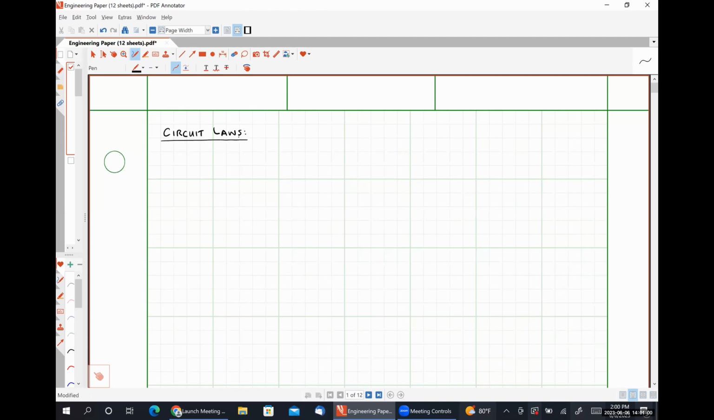So the first law that we're going to talk about is Ohm's law. It's very likely that you guys are already familiar with this, but we're going to go into a bit greater detail about some nuances that we're going to see in this class.